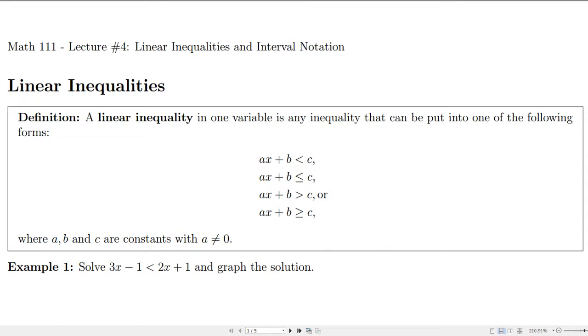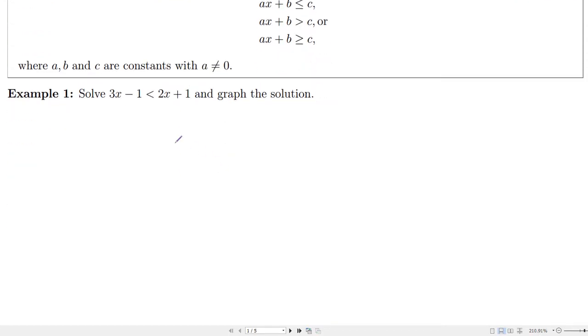So here's an example that we could try to solve. Instead of getting a single solution, we're going to get a set of solutions. We'll use the same techniques that we used for solving linear equations. So we'll add 1. We'll try to bring the x terms to the same side and the constants to the same side. So we'll bring this 1 over here, and let's bring the 2x to the other side.